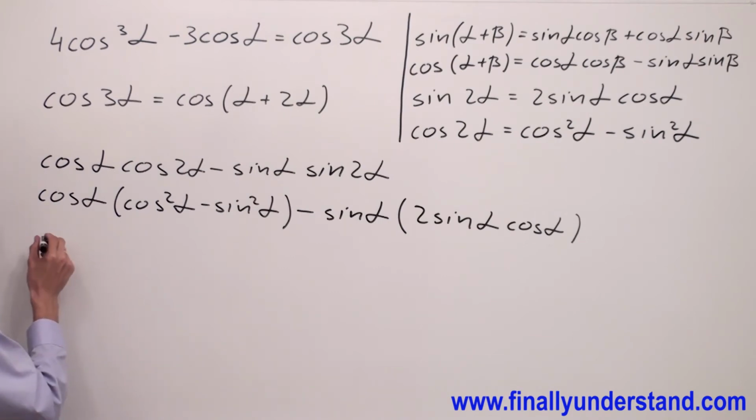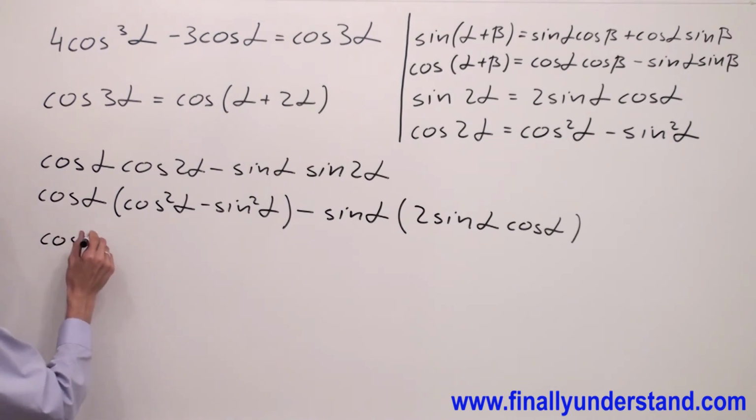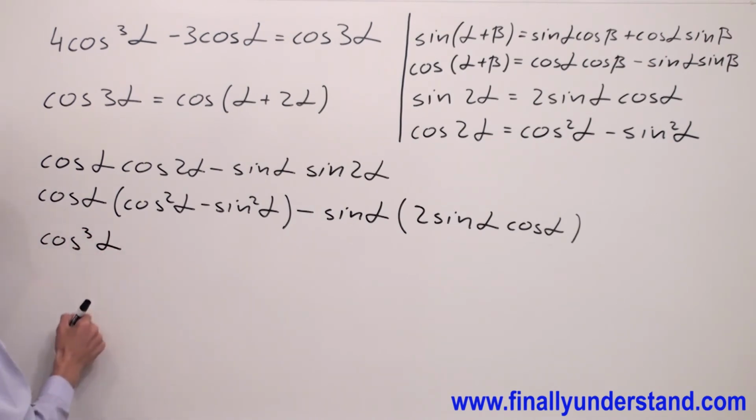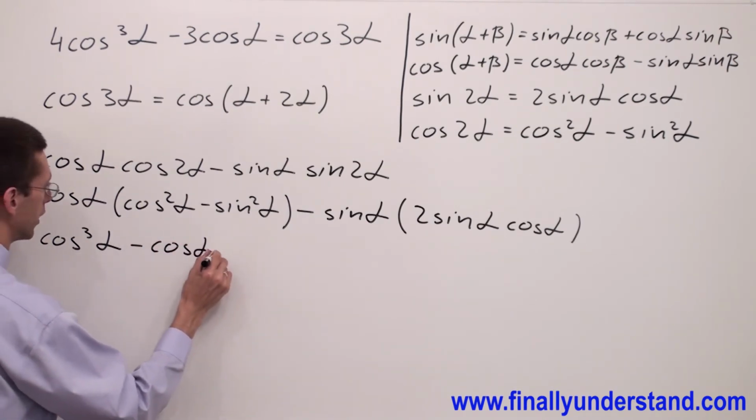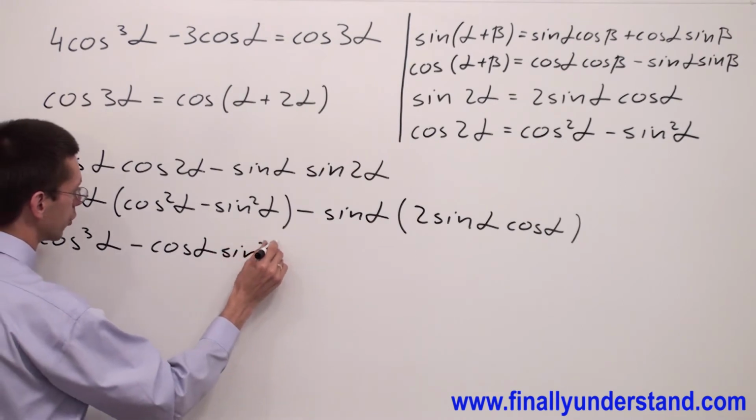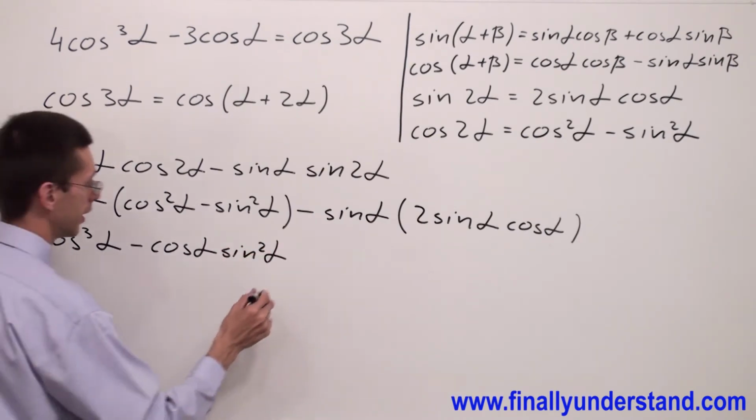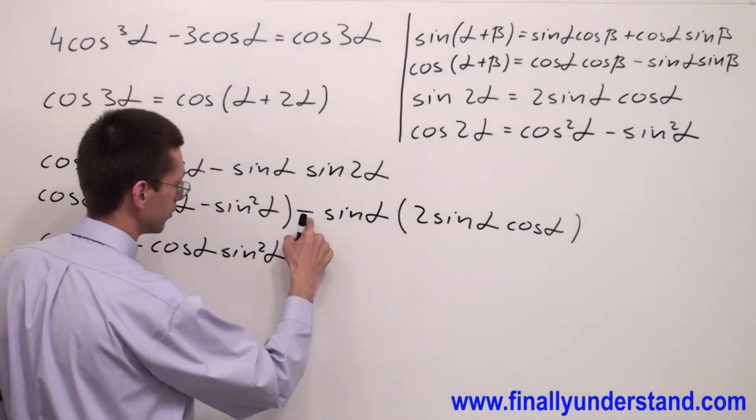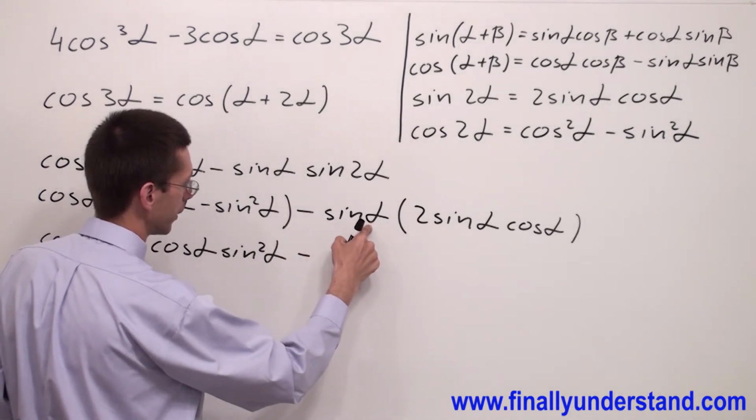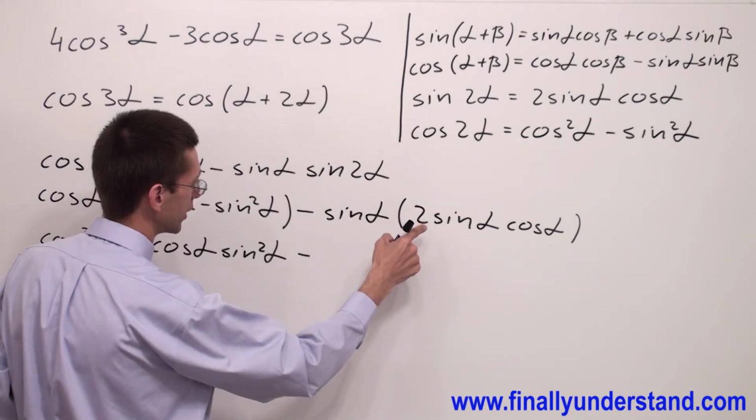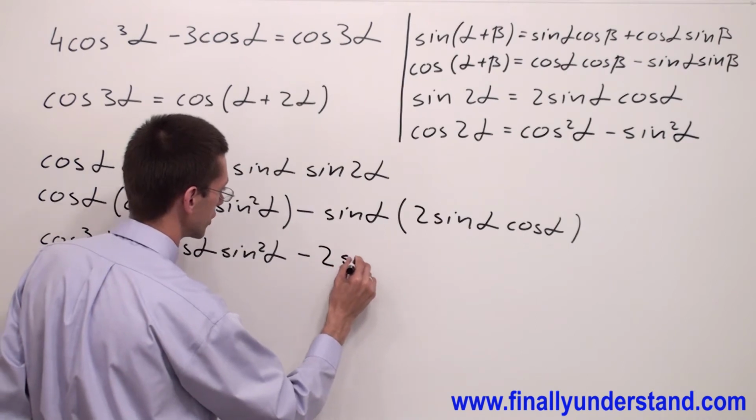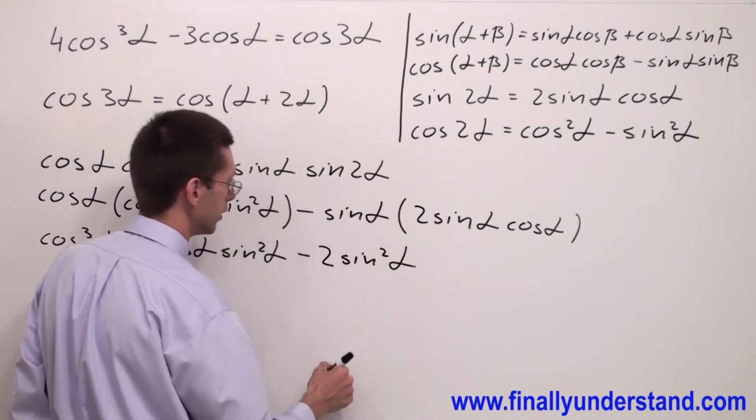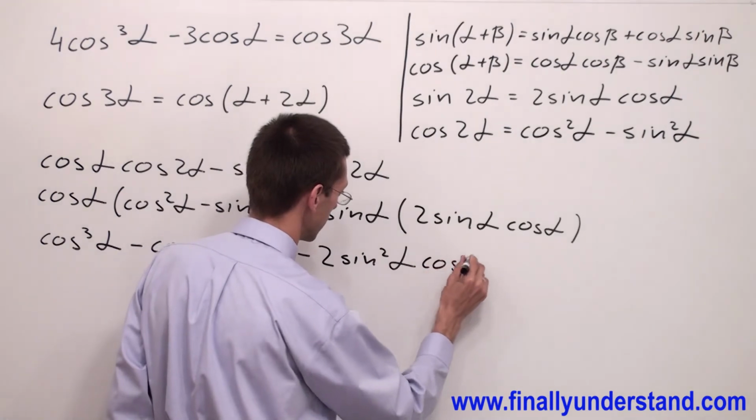Next, I'm supposed to perform the multiplication. So that's why I'm going to have cosine cube alpha minus cosine alpha sine square alpha, and I have minus, because I have negative sine alpha times 2 sine alpha cosine alpha, which is minus 2 sine square alpha times cosine alpha.